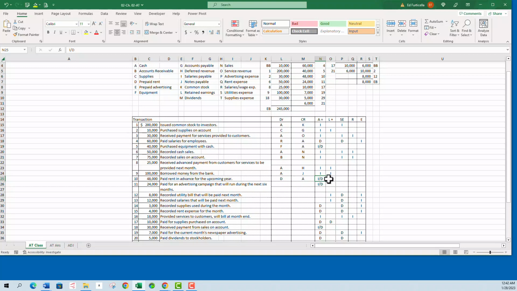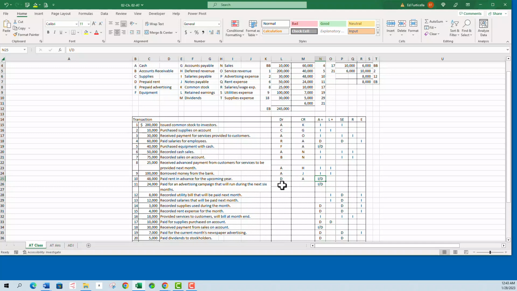In 11, we're paying for an advertising campaign that will run during the next 6 months. The two accounts here are cash and prepaid advertising. Cash, because it says paid. When it says paid, we're paying with cash. Cash is an asset. Prepaid advertising is also an asset. And the reason why it's an asset is because there's a future benefit to it. We're going to run a campaign during the next 6 months. So that's the future benefit.